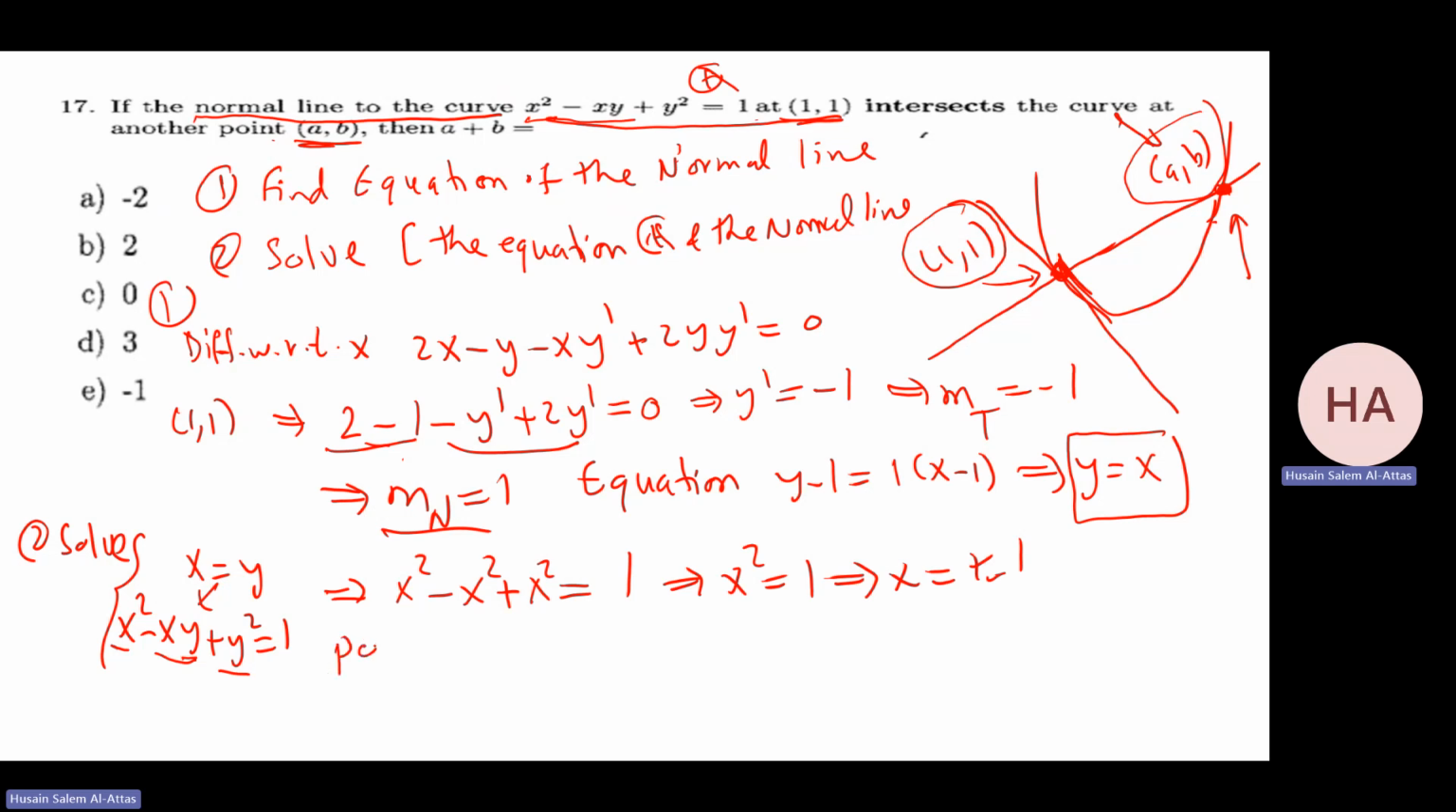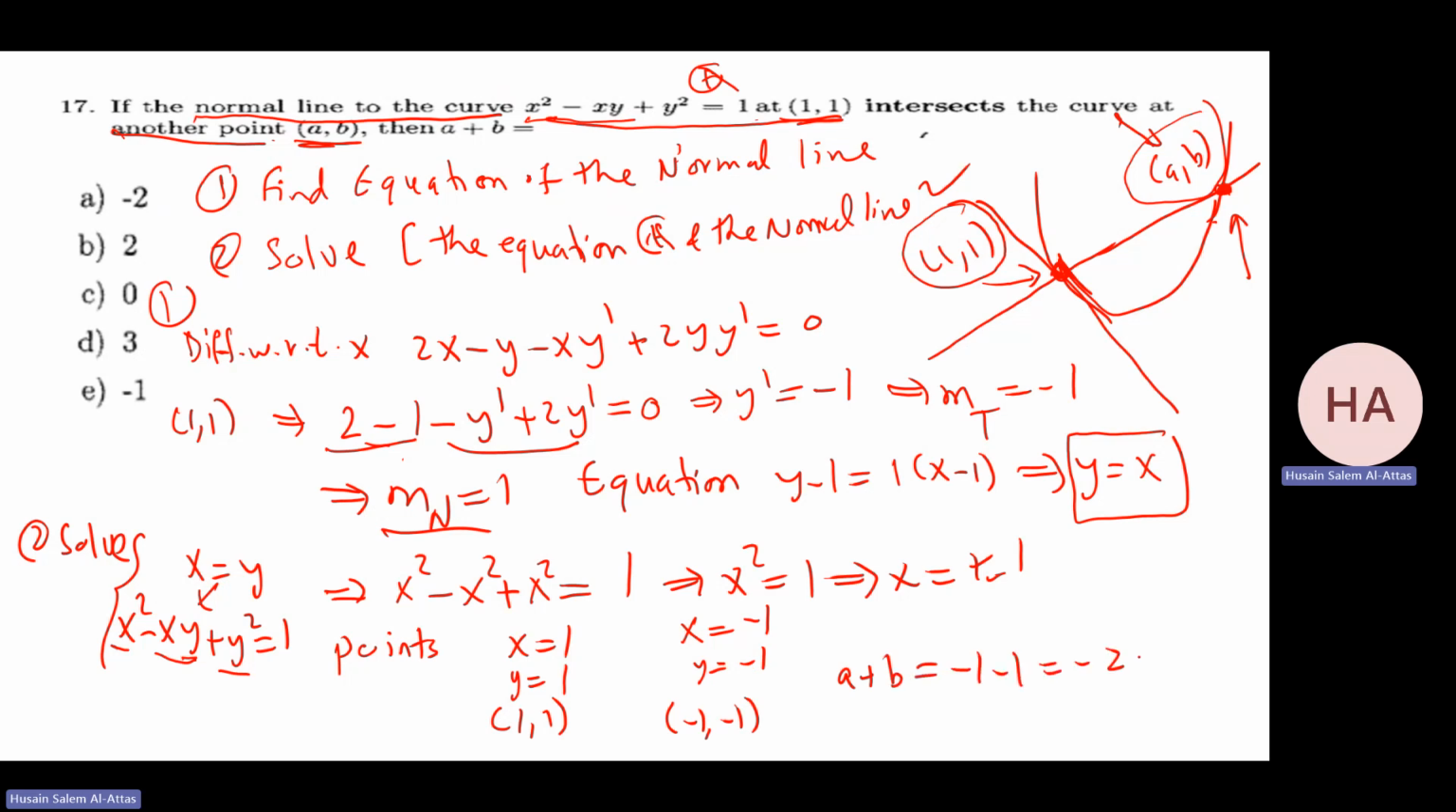So what are the points? If x equals 1, y equals 1, so the point 1 and 1, which I know. It's not the point I'm looking for. I'm looking for the other point. x equals minus 1, y equals minus 1, so the point minus 1 and minus 1. So a plus b will be minus 1 minus 1, which is minus 2, which is this one.